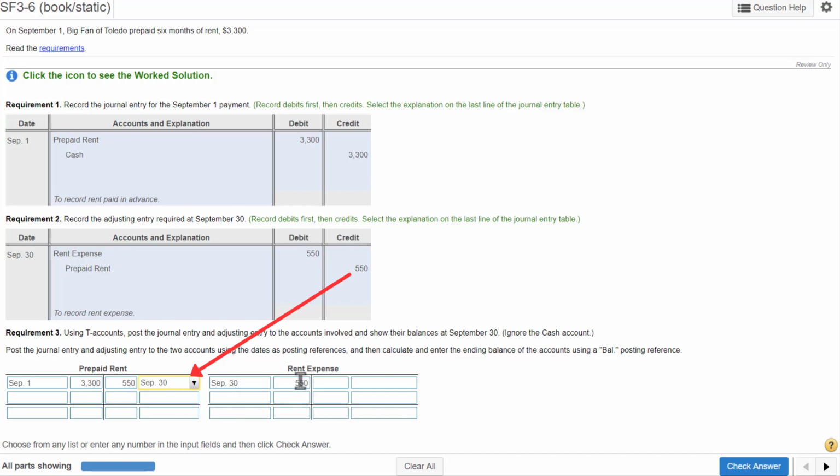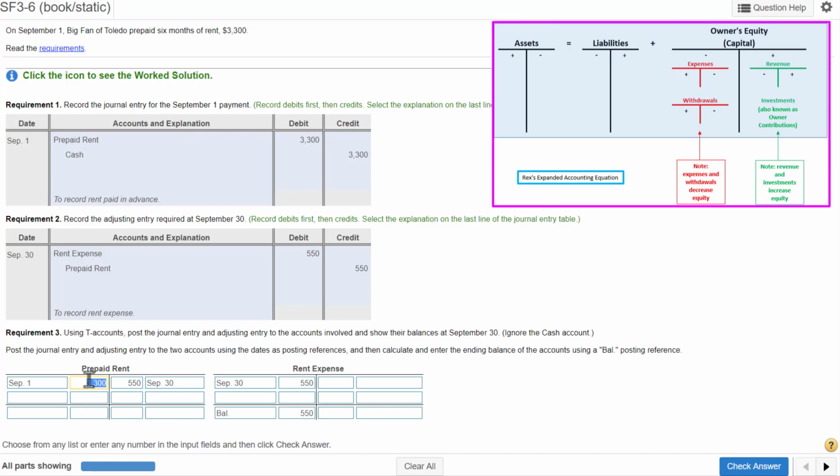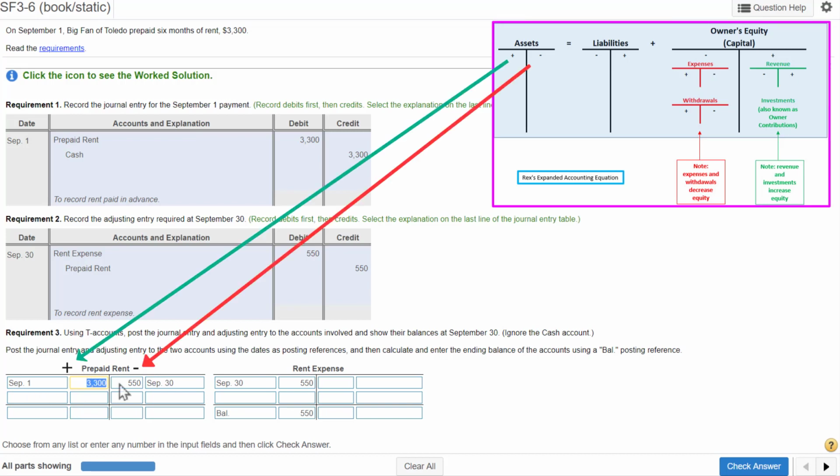And they want our balances. So let's do the easy one first. What's the balance of rent expense? Copy and paste, 550, put BAL, which stands for balance. So we have $550 of rent expense. And then what's our balance of prepaid rent? Well, we had $3,300 on September 1st. And remember, this is the minus side. Since prepaid rent is an asset, the plus side is the left, minus side is the right.